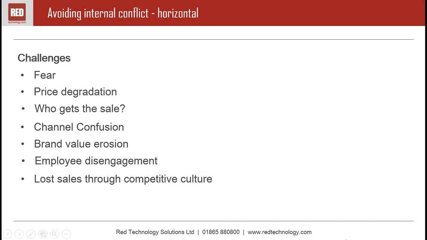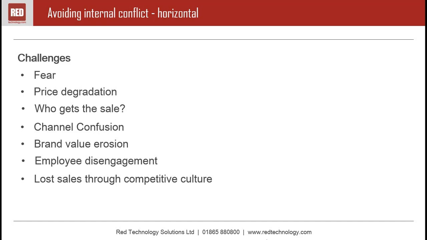We can also potentially get channel confusion. Who is the customer dealing with, the salesperson or the website? And when you start to get confusion, you start to get price degradation, things like that, and brand value can erode because of that confusion. So really we want to be coordinated and look like we're one team and not split.